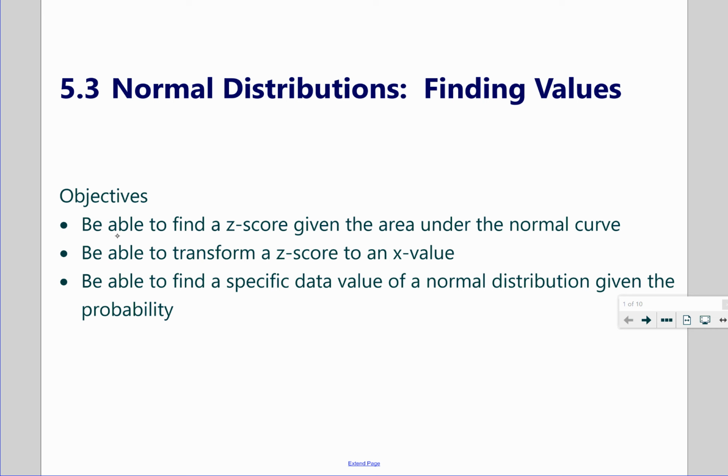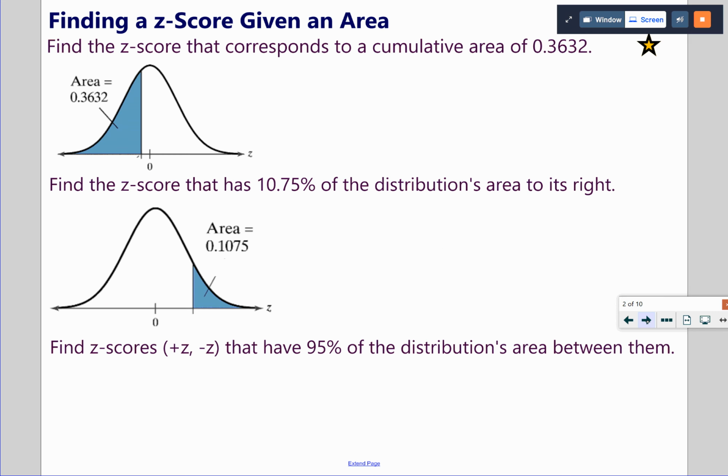So question number 5 and 9 on the exit ticket you guys did are the type of problems that we're going to do today. We're going to work backwards. We're going to have an area, use that to find a z-score, and then use the z-score to transform it into an x value for our data set. First, we're going to practice finding the areas and the z-scores that go with them in our purple packet. So grab that.